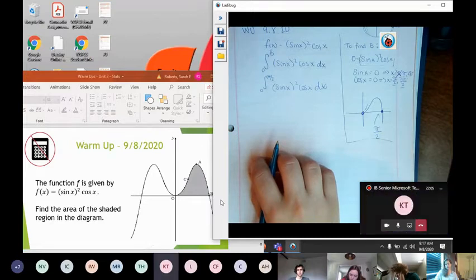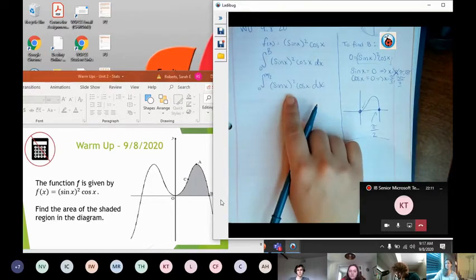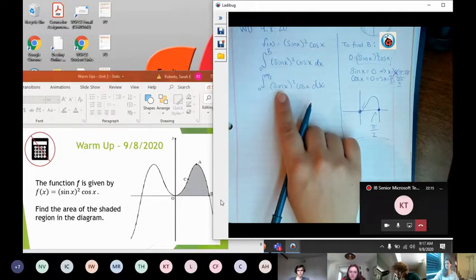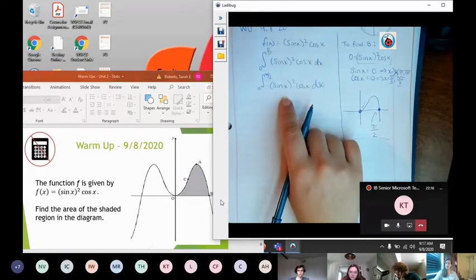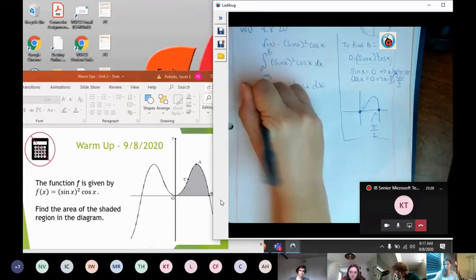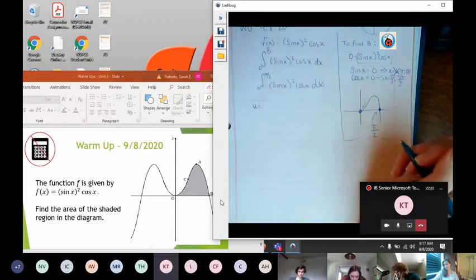I'm having trouble remembering which one. That's okay. So when we have a composite function in our integrand, we need to use u substitution because we have something inside of another function. So what function is going to be our u? Is it sine of x? Yeah.